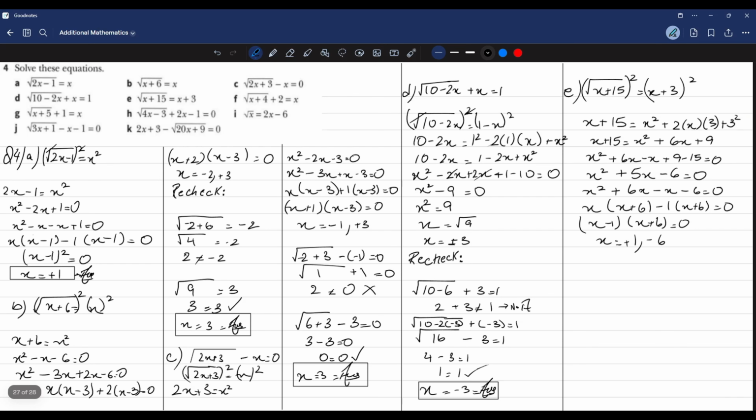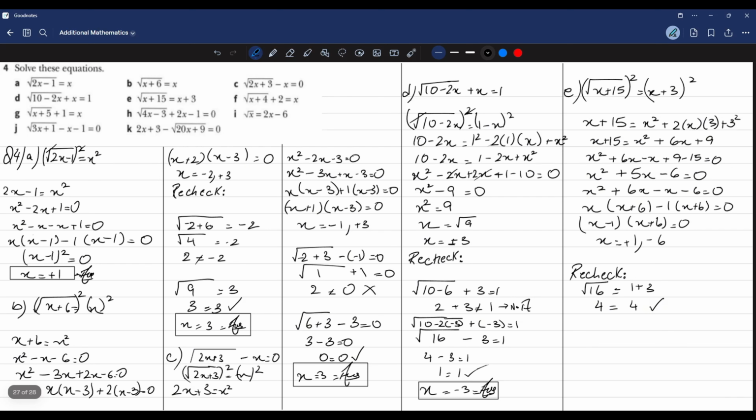So now that we have two values, let's configure which of these we really have to use. So x equals positive 1, let's input this into the original equation. We just term this as recheck. X equals positive 1: 15 plus 1 is 16. That should be equal to 1 plus 3, under root 16 equals 4. Yes. So this is the correct value.